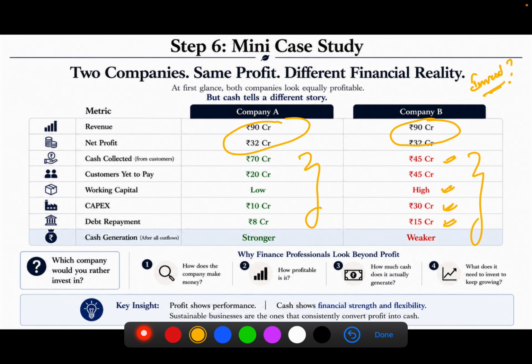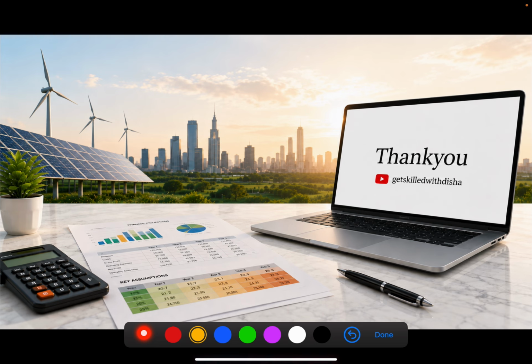This is how finance professionals think. They don't simply ask how much profit does the company make. They also ask how does the company make money? How profitable is it? How much cash does it actually generate? And how much does it need to invest in capex to keep growing? Because ultimately profit shows performance and cash provides the financial strength and flexibility.